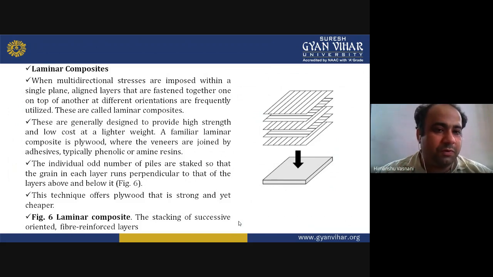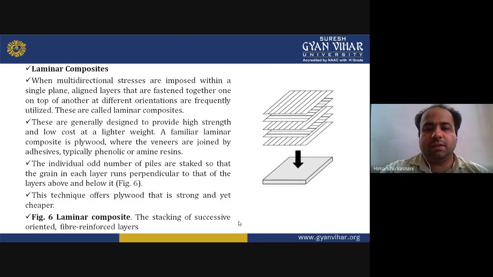A familiar laminar composite is plywood, where the veneers are joined by adhesives, typically phenolic or amine resins. An odd number of plies are stacked so that the grain in each layer runs perpendicular to that of the layers above and below it. We have seen this in the figure also. This technique offers plywood that is strong and yet cheaper. You can see in the figure the stacking of successively oriented fiber reinforced layers in this laminar composite.